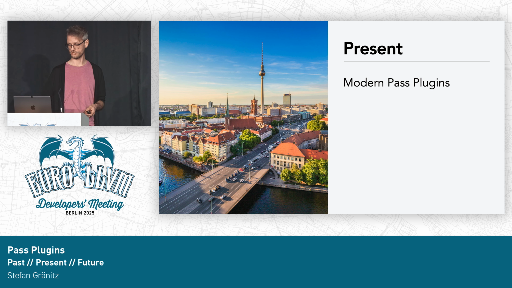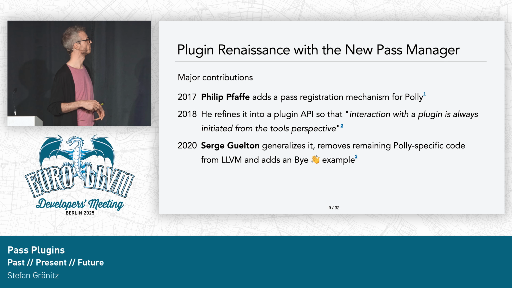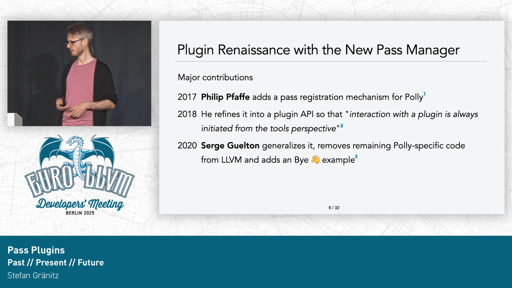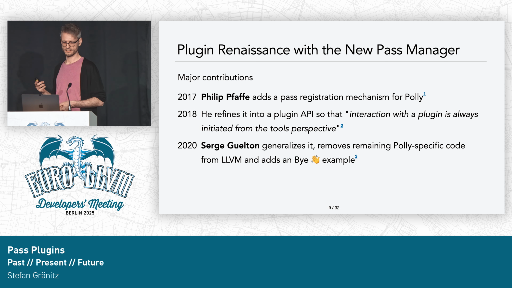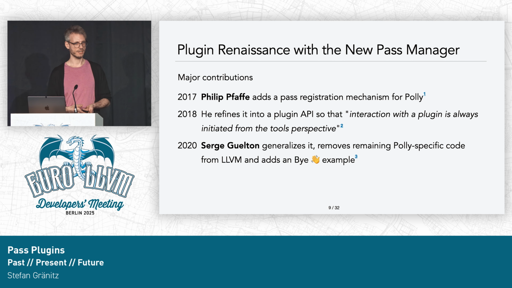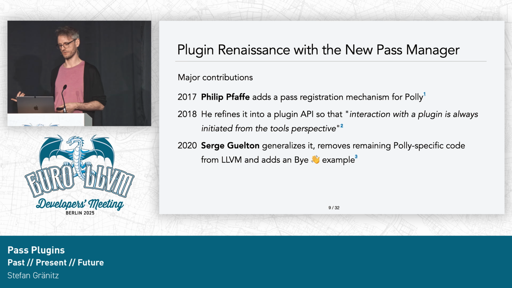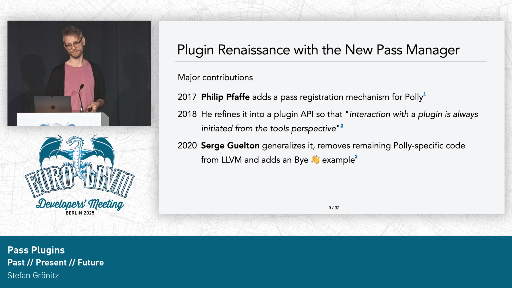So things changed with the new pass manager. Modern pass plugins, as I call them here, were introduced in 3 steps, or 3 milestones that I linked here. And in summary, the most important change was that the control was inverted. So now the tools are in control, and they initiate the interaction. And furthermore, we have an example entry now. That is the Bye example, because it's called like that because it waves on each and every function that goes through the optimization pipeline. And it shows how to register passes with the legacy pass manager and the new pass manager.